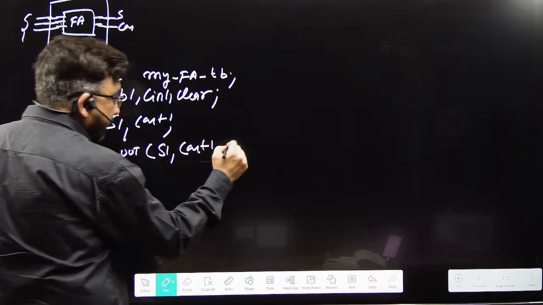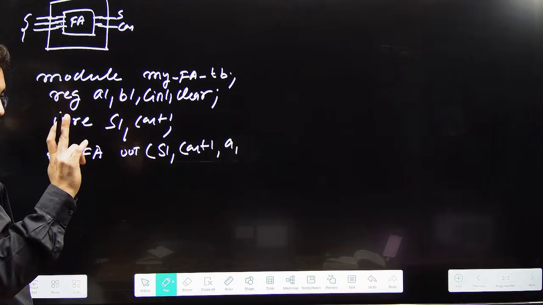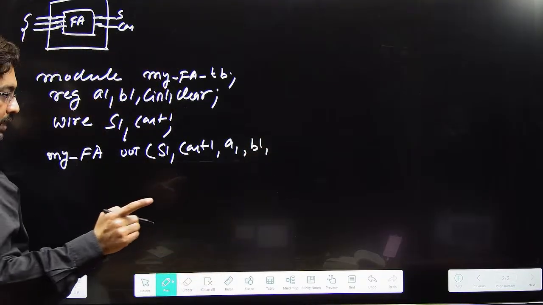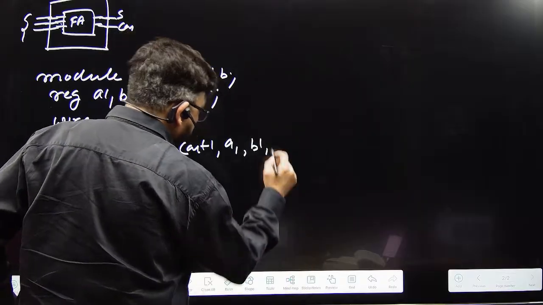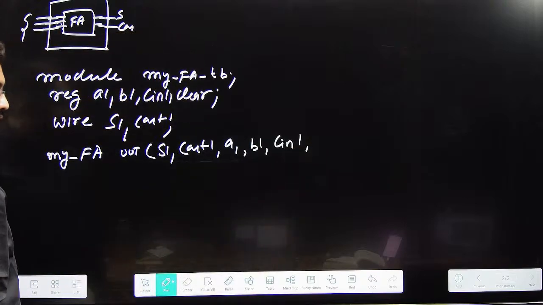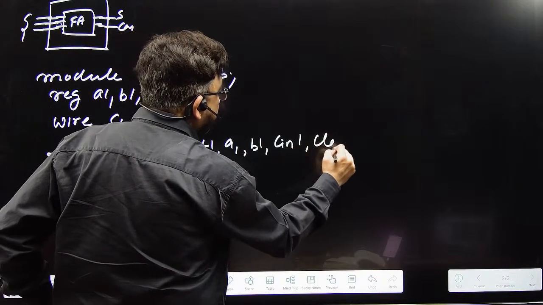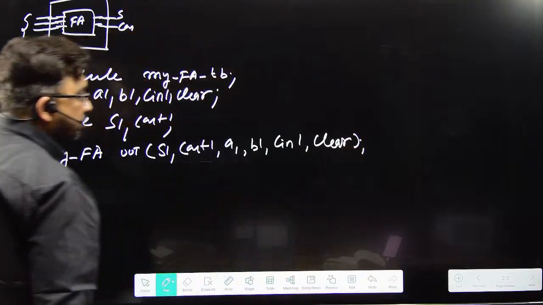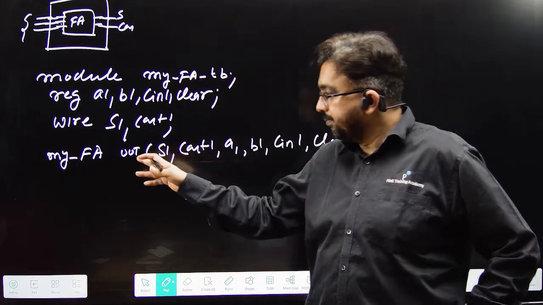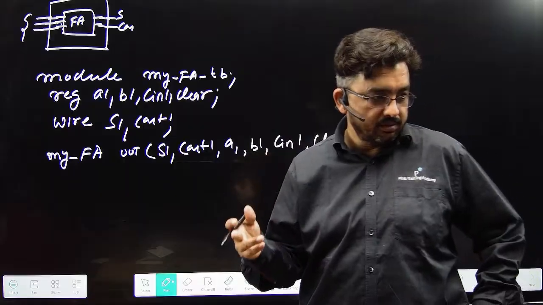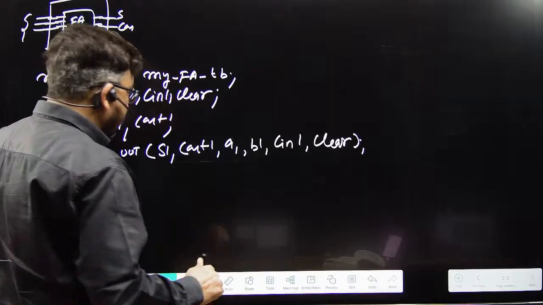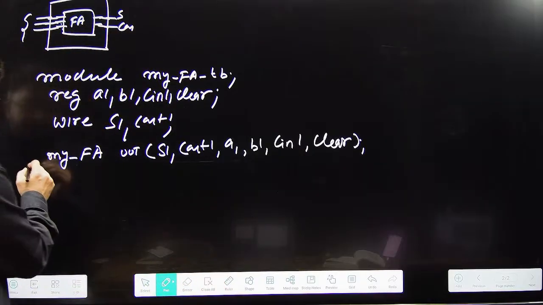Then you will write A1 because the third position is your input A. Fourth position is input B, and fifth position is your input C in one, and the last position is your clear, if you remember. So here you have to maintain this position. There is one more mapping. This is called a position mapping.